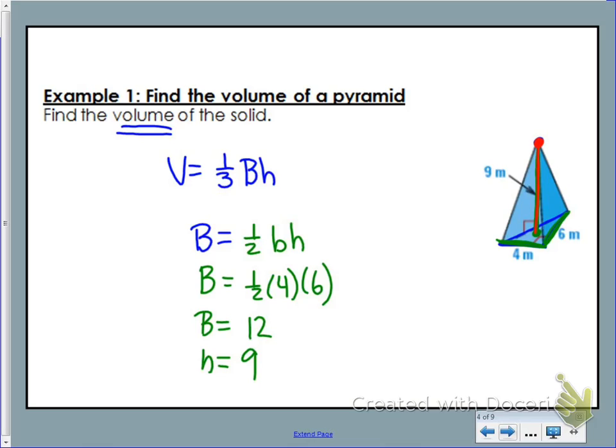Well, now we just plug those into our formula. 1/3 times 12 times 9. And we find that the volume of this particular pyramid is 36 cubic meters.